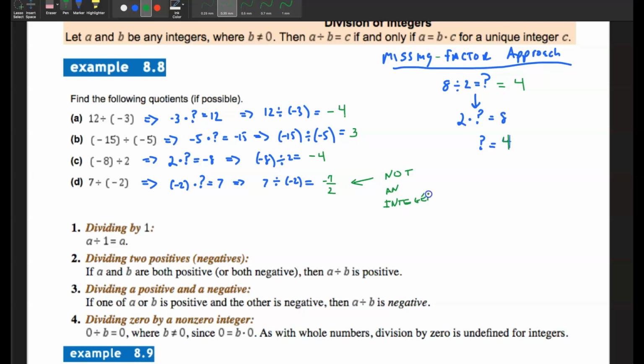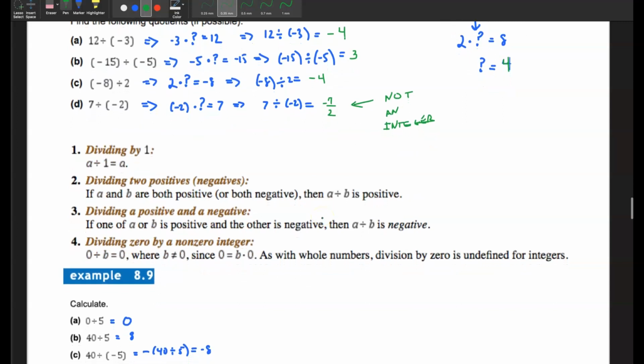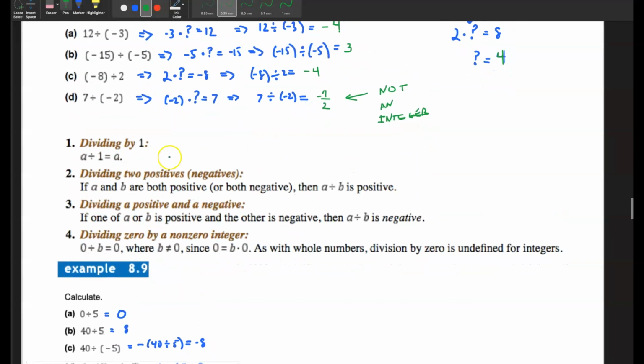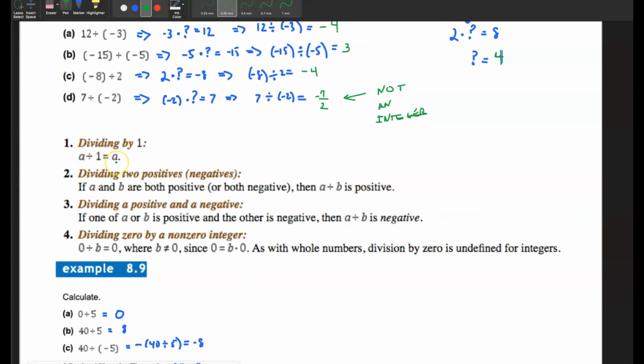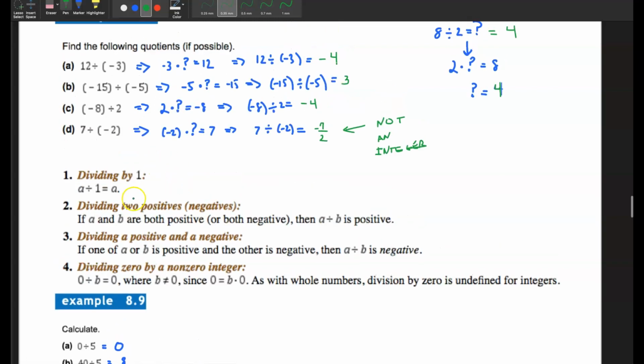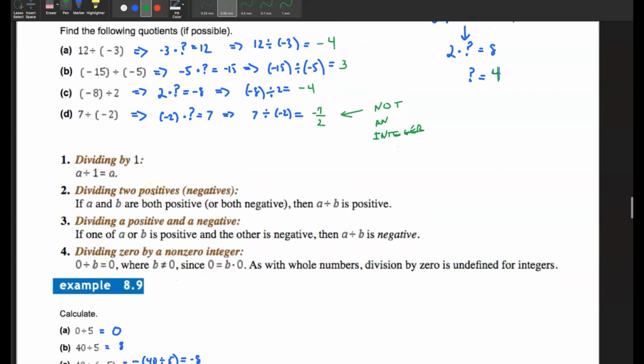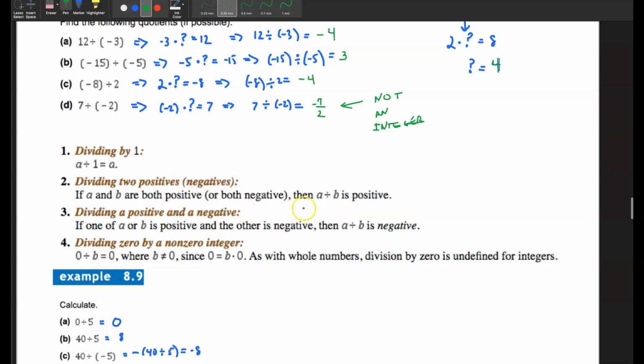And so looking at that leads to these rules here. Dividing by 1: a divided by 1 equals a, because 1 times a equals a. Two positives or both negative, your answer is positive. And now these come to the rules that you learned. One positive, one negative, your answer is negative. You divide the numbers and keep the negative.